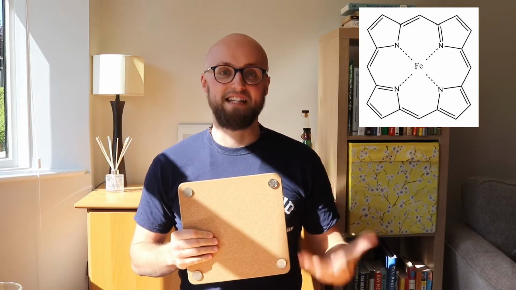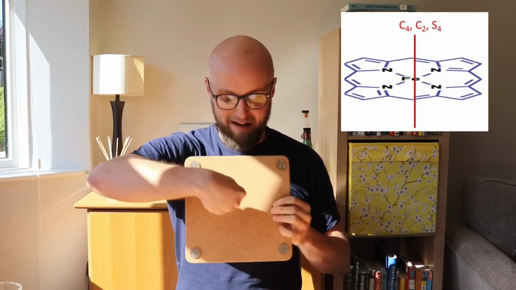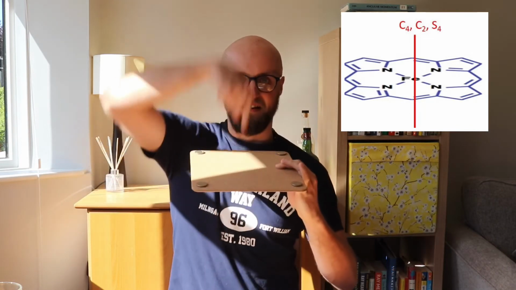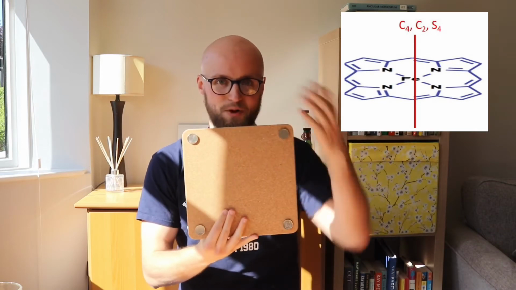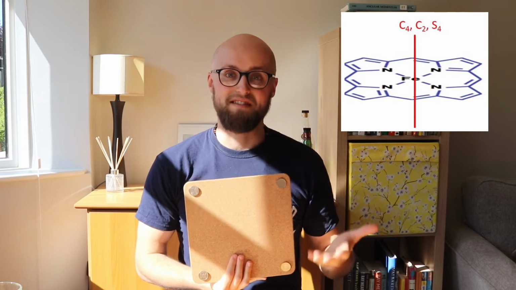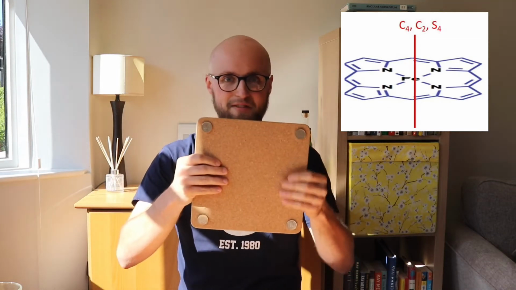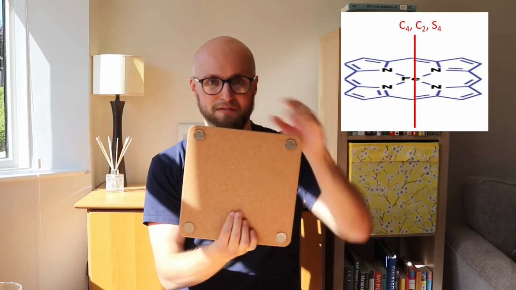So let's think about this. Haem Porphyrin is in the D4h point group. So we're going to have a C4 axis. Now that C4 axis comes out of the middle of this molecule through the iron, like this, and we can rotate around that. That C4 axis also has a C2 axis coincident with it, so it's in the same axis, but we're rotating not by 90 degrees, but by 180 degrees for one rotation.